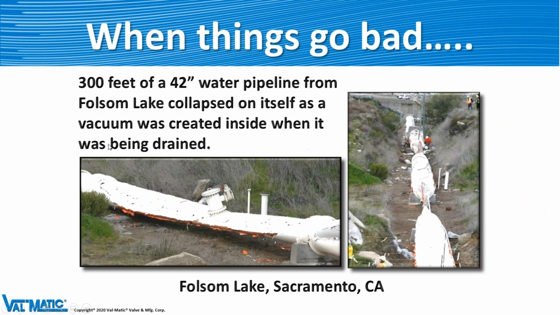So when things go bad, this is what happens when there's no air valves in a pipeline and you're draining the pipe. This is a 42-inch pipe, happens to be a water pipe, but there was no air vacuum valves to let the air back into that pipe, and it collapsed. Now, I've seen large pipe and there's a lot of metal there. And for it to collapse and look like this, that's huge. It's something that most companies don't want to see.